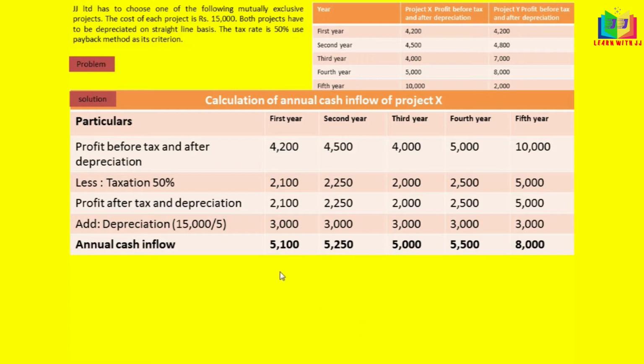If the cash inflows are equal, we can just apply the formula, that is investment divided by the annual cash inflow. That is the formula if the cash flows are constant. But in this problem the cash flows vary. You see, for the first year it's 5,100, second year 5,250, third year 5,000, fourth year 5,500, and for the fifth year it's 8,000.